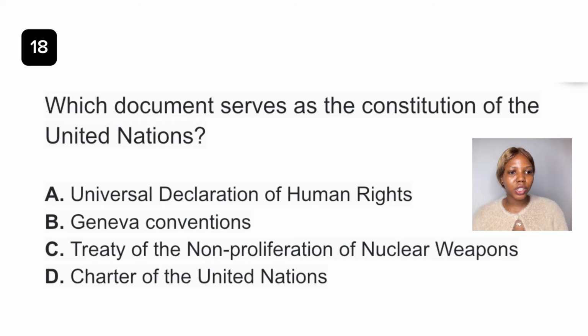Question 18. Which document serves as the Constitution of the United Nations? The answer to this question is option D, Charter of the United Nations. This is a document that sets out the principles, the structure, as well as the objectives of the United Nations. So the answer is no doubt option D, Charter of the United Nations.